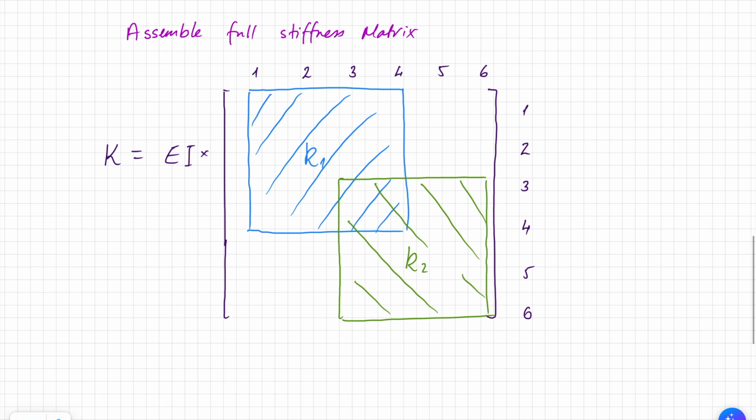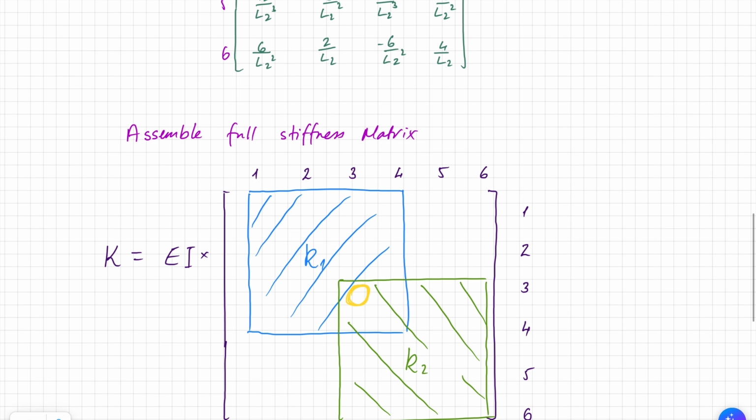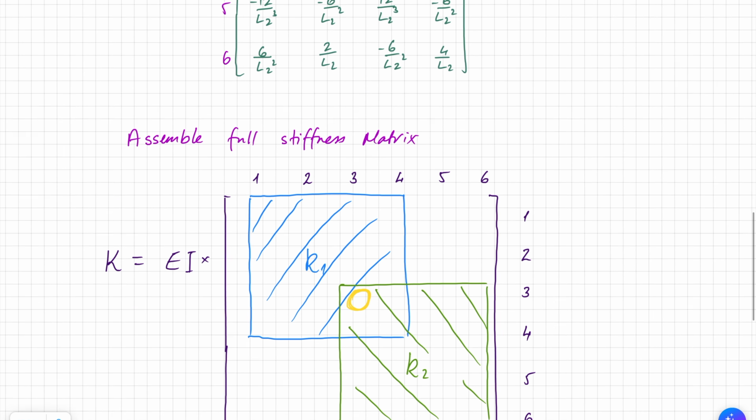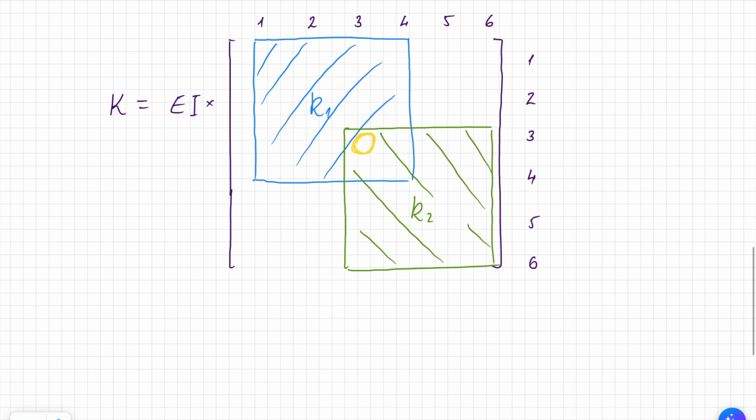But the important thing is where there's an overlap, so in this area here, this is where I will add on. So for example, in this place here, global K33, I am going to add on this one here from element 1, 3, 3, and this one here from element 2, which is also 3, 3. So they'll get added on. But I'm only going to actually write out the things that I need.